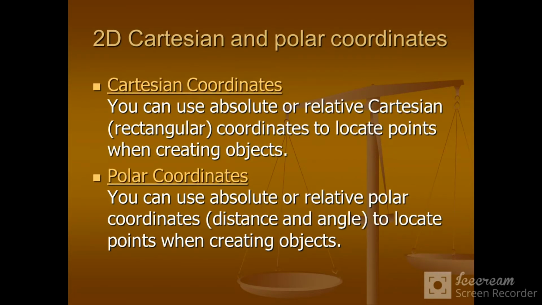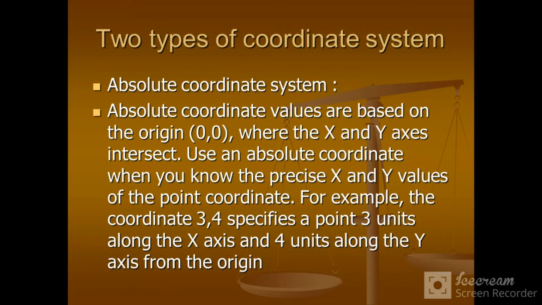2D Cartesian and polar coordinates. Cartesian coordinates: you can use absolute or relative Cartesian rectangular coordinates to locate points when creating objects. Polar coordinates: you can use absolute or relative polar coordinates, distance and angle, to locate points when creating objects.